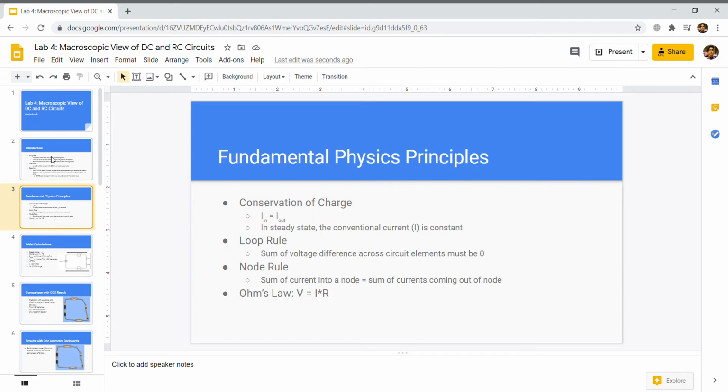Some fundamental physics principles being used here are the conservation of charge. Current in is equal to current out. In the steady state, the conventional current is constant. We will also use the loop rule, which is that the sum of voltage differences across circuit elements must be zero. We're also going to be using the node rule, which says that the sum of the currents into a node will equal the sum of the currents coming out of a node. And lastly, we'll be utilizing Ohm's law.